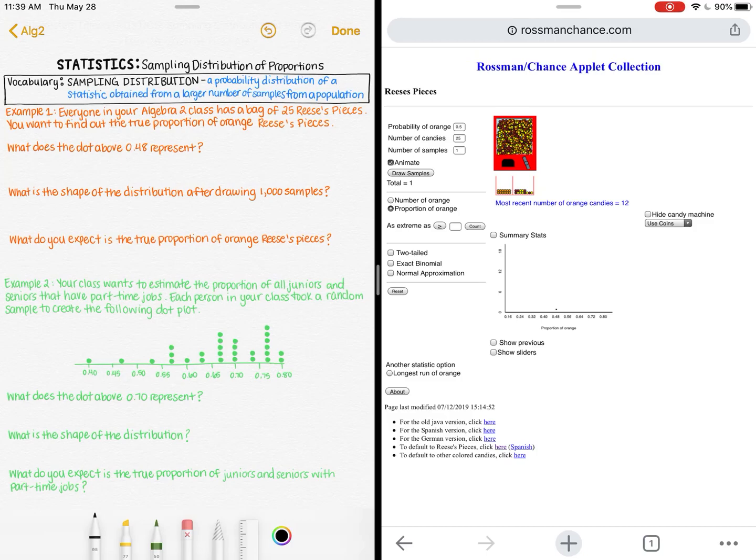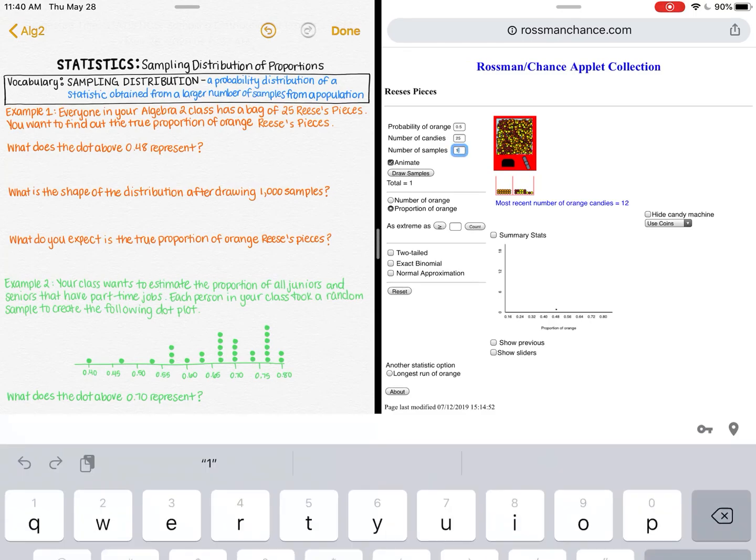So instead, when I draw a sample, now it will tell me the proportion. As you can see, under summary stats, it has this graph. Before, when I had number, our dot was on 12 because there's 12 orange candies in the bag. If I switch it to proportion, the dot is on 0.48. So that's saying that there are 48% orange pieces in this bag. Okay, so that's just one bag. That's nice to know, but we really want to find out if we take many samples, what's that going to tell us the true proportion is.